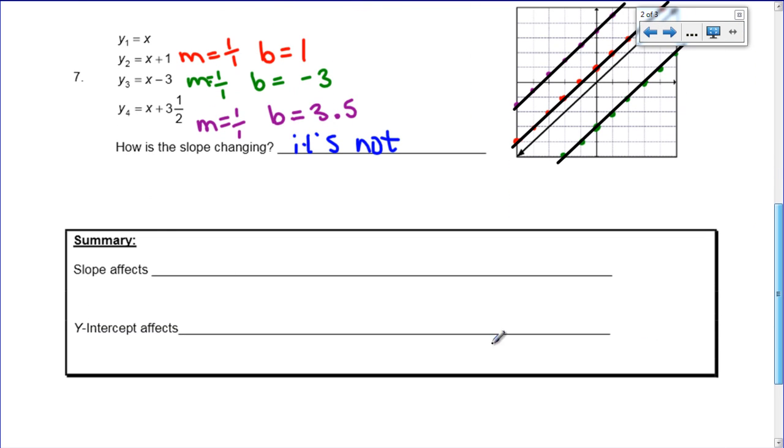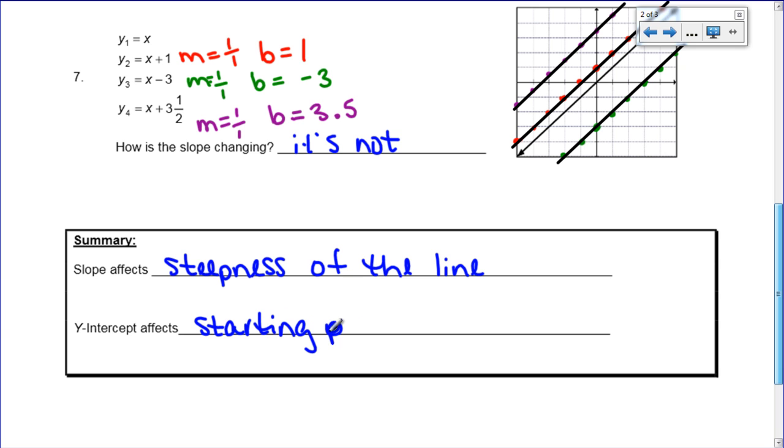So some summary, slope affects the steepness of the line. The bigger the number, the steeper the graph is going to be. The y-intercept affects the starting point of the line. So it affects where it's going to begin on the graph. And when you change the y-intercept, it takes a line and it moves it up and down.